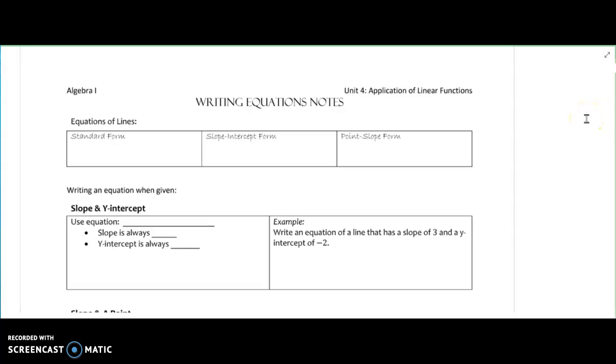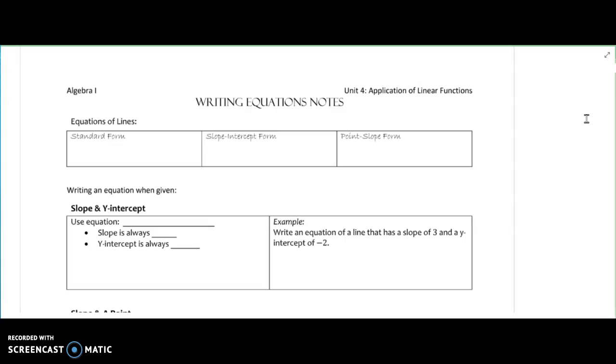Well, hello class. All right, so we're going to start Unit 4. Unit 3 was investigation of linear equations and inequalities. So Unit 4 is application of linear functions. So we're going to start off with writing equations notes.